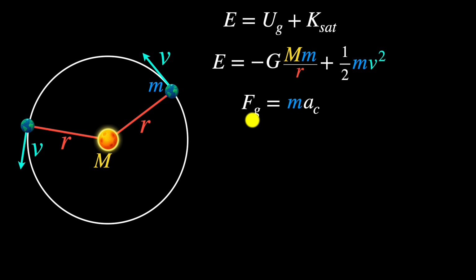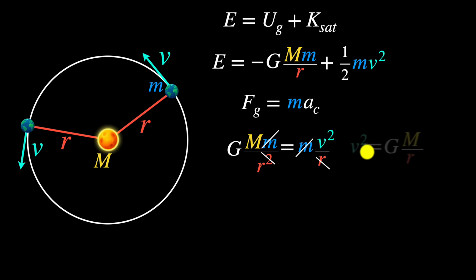So we can plug in, what is the expression for the gravitational force? Well, that can be found by Newton's universal law of gravitation. That is GMm divided by r squared. That equals the mass m times, what's the expression for centripetal acceleration? Well, it's given by v squared over r. So the m cancels out, one of the r's cancels out, and if we rearrange, we get v squared equals GM divided by r.